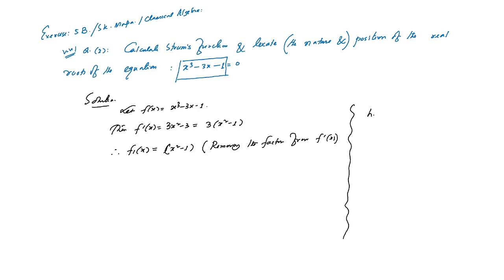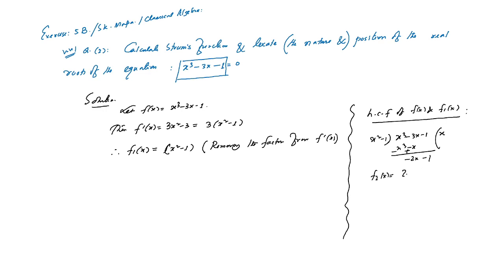Now we find the HCF of f(x) and f dash x. We divide x cube minus 3x minus 1 by x square minus 1. That gives x cube minus x, so subtracting, the remainder is minus 2x minus 1. The modified remainder, multiplied by the minus sign, is 2x plus 1.